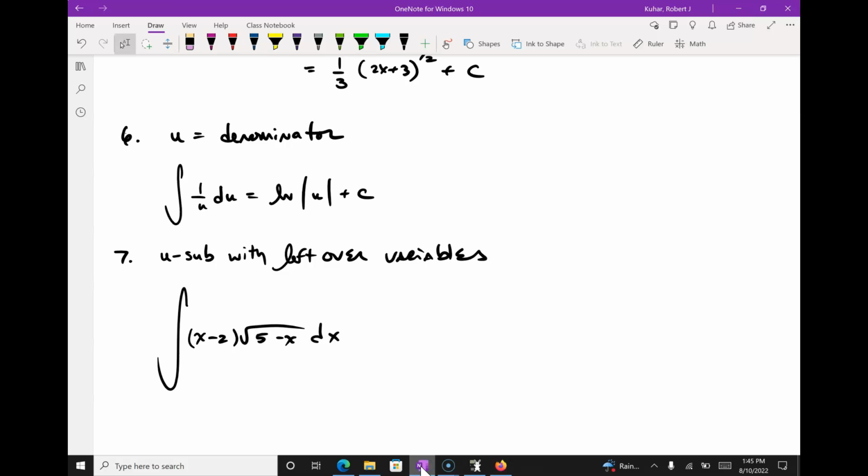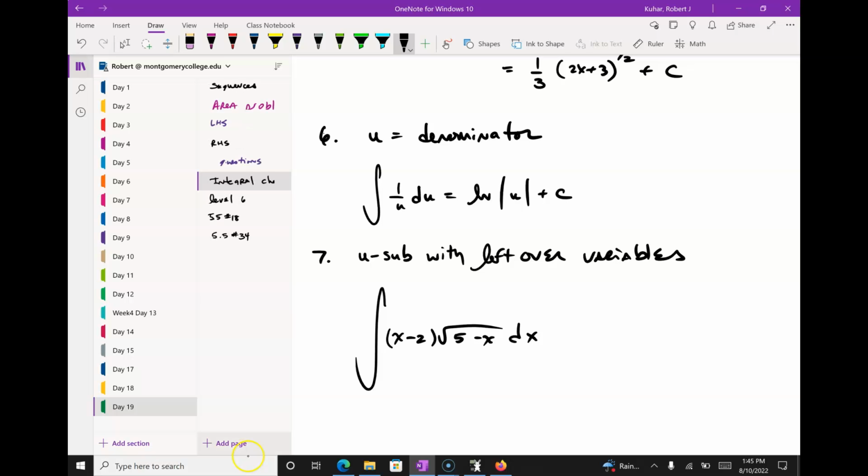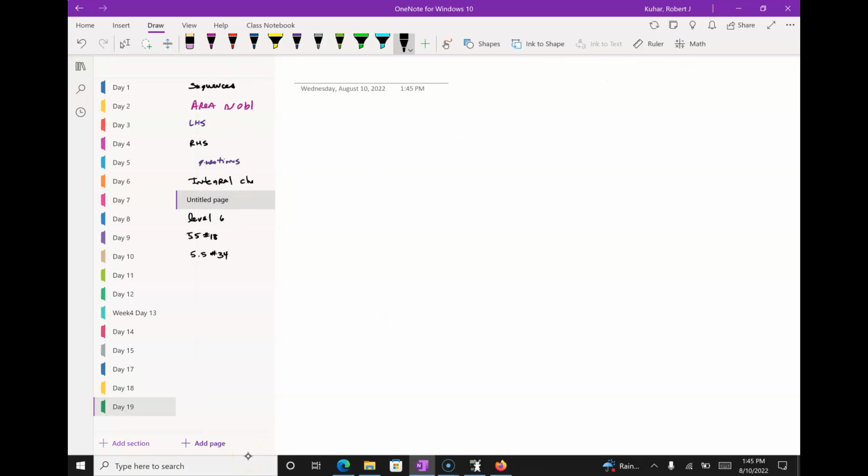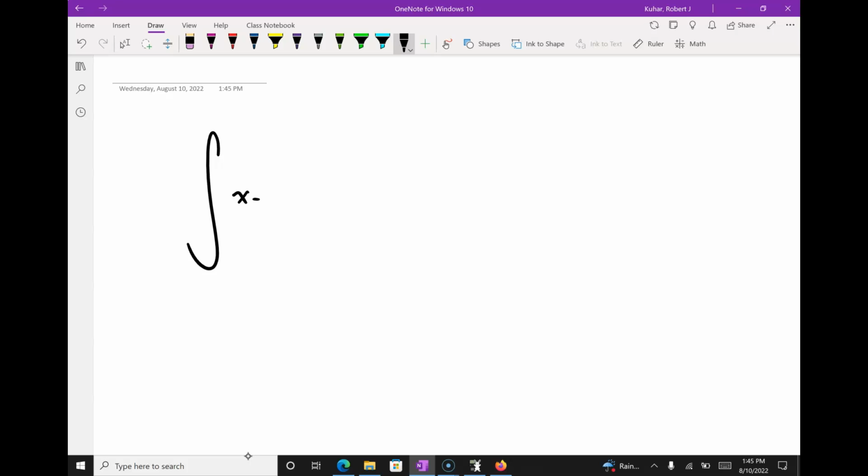All right, let me get back to my problem. So here it is, level 7. It's going to be a u sub, and you're going to have a leftover variable. And so this method could work here. So let me go to a brand new page. I've got the integral of x minus 2 times the square root of 5 minus x dx. Is there a clear inside? Yeah, that's inside, but this really feels like more inside, right? You agree with me there?